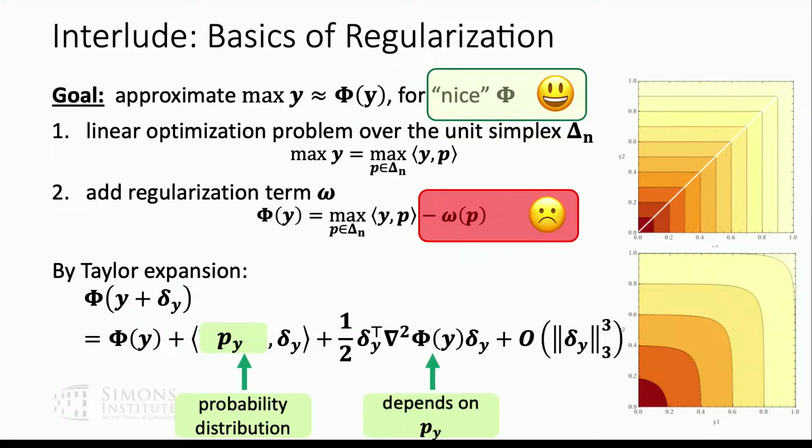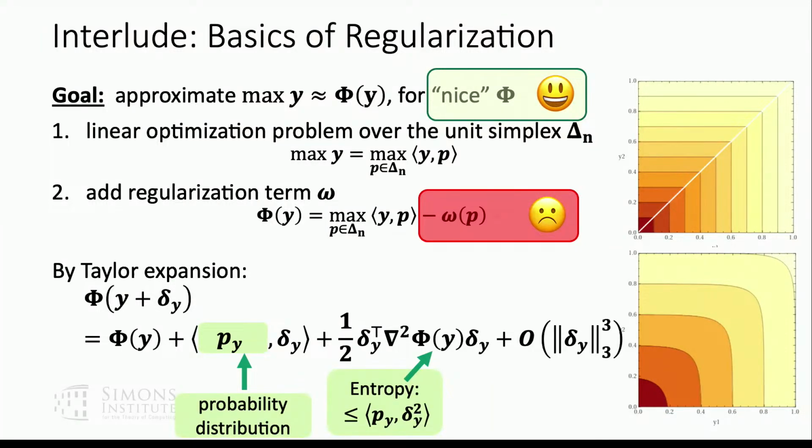There's going to be a second order term that involves a quadratic function with the Hessian of this regularized maximum, which is just something that depends on my probability distribution P, and some higher order terms. Okay, so it has nice properties, it's differentiable, and everything.